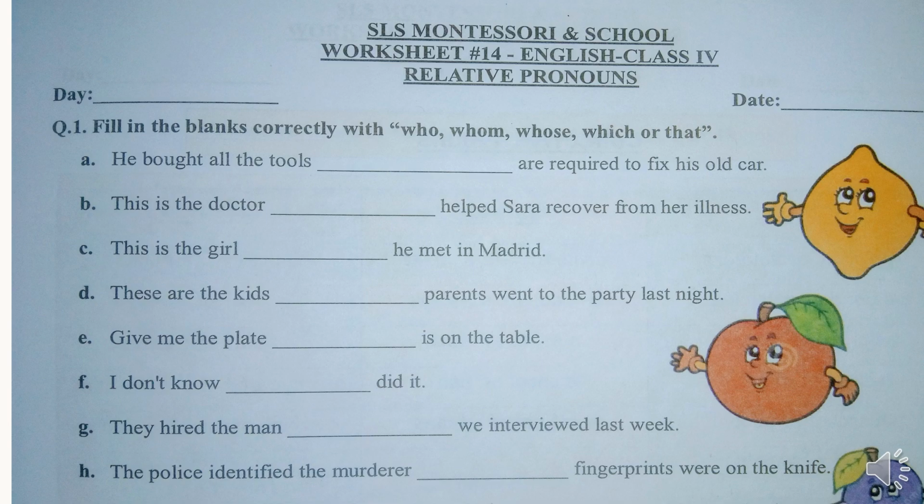E. Give me the plate dash is on the table. Plate is an object. So use the relative pronoun that we use for objects, places and ideas.